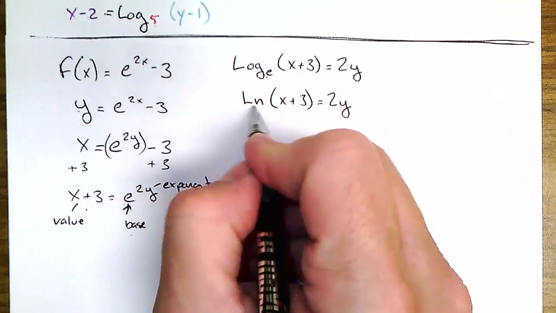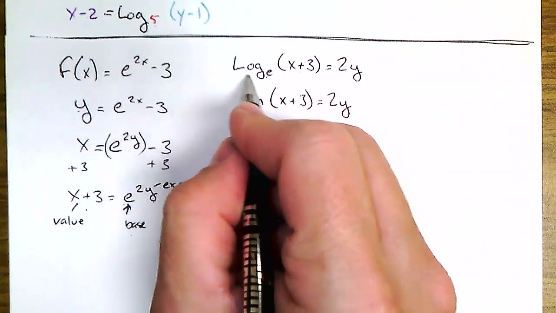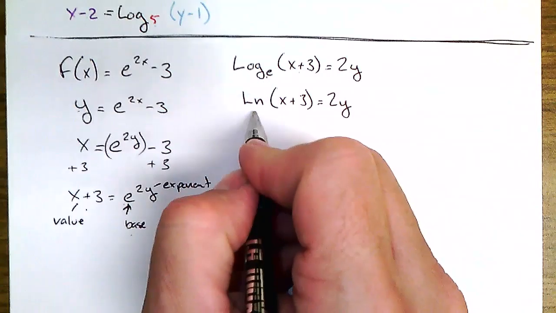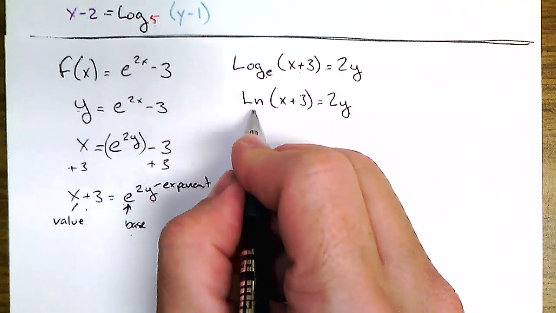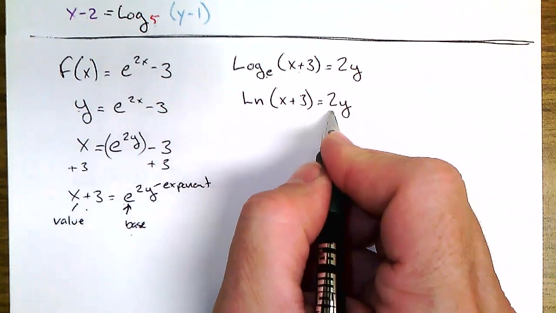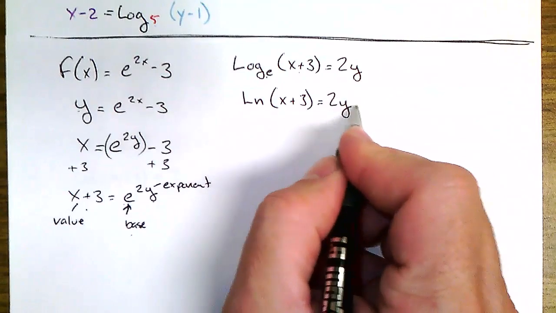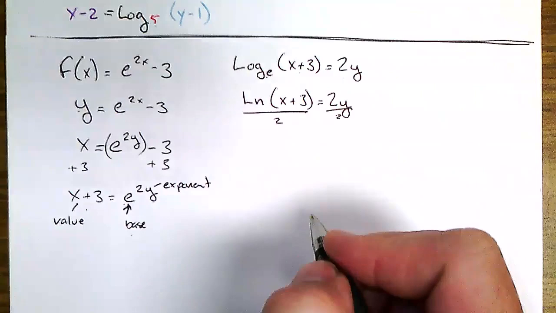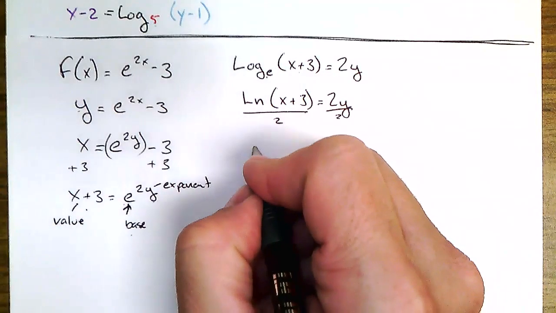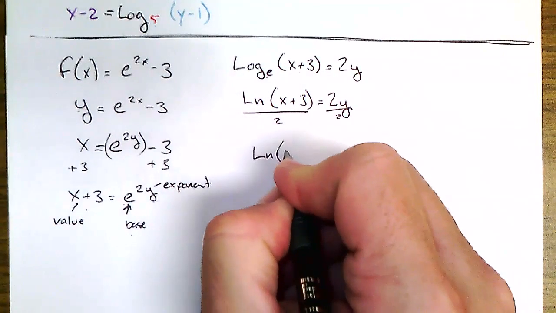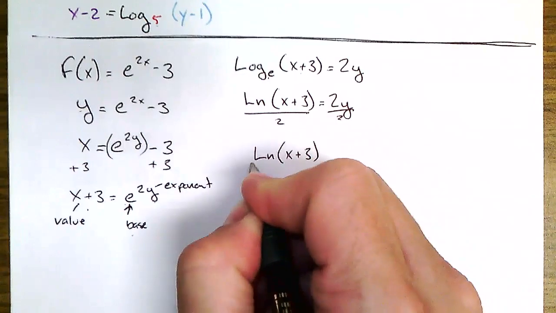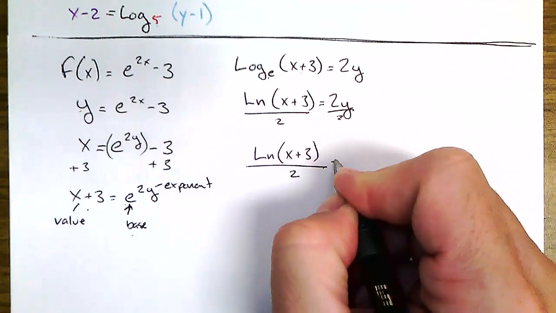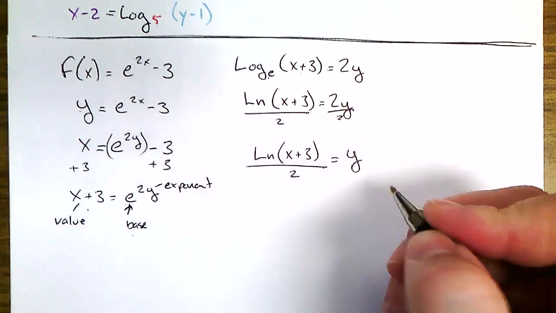Anytime you see an ln, that's just letting you know it's log base e, the natural log. Now our last step is we need to get our y by itself. We need to isolate the y, so we're going to divide both sides by 2. And so I end up with ln of x plus 3, all of that over 2, equals y.